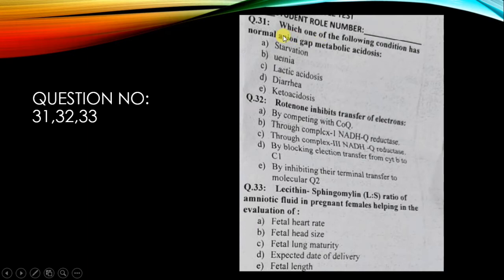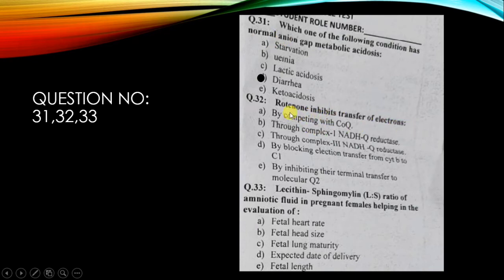Which one of the following conditions has a normal anion gap metabolic acidosis? Starvation, uremia, lactic acidosis, diarrhea, or ketoacidosis? So diarrhea is an example of a normal anion gap metabolic acidosis, because in diarrhea there is a loss of bicarbonate ion through feces or any other excretion method. Loss of bicarbonate ion causes an increase in hydrogen ion concentration, but the bicarbonate ion is replaced by chloride ion in the blood. That's why the anion gap is normal.